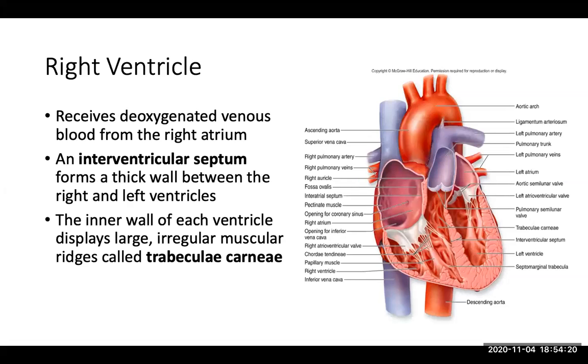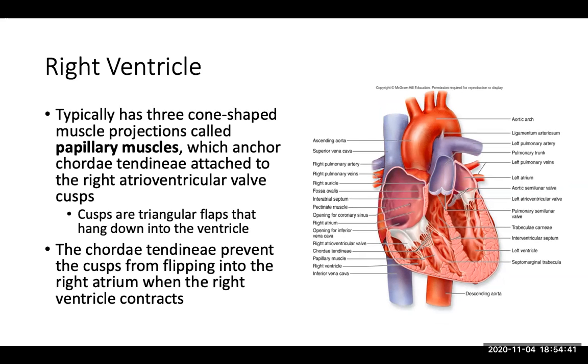The right ventricle then will receive the deoxygenated venous blood from your right atrium. An interventricular septum or wall forms a thick separation wall between the right and left ventricles. And the inner wall of each ventricle displays these large irregular muscular ridges called trabeculae carneae. Typically, the right ventricle has 3 cone-shaped muscle projections called the papillary muscles, which will anchor the chordae tendineae, these connective tissue strings attached to the right atrioventricular valve cusps.